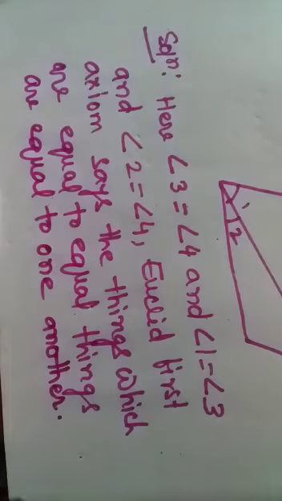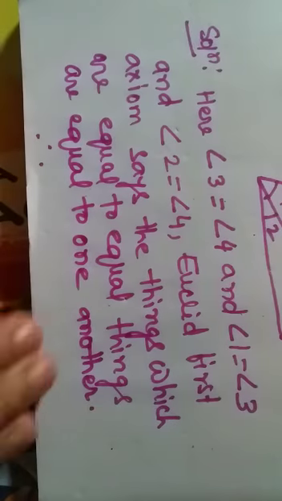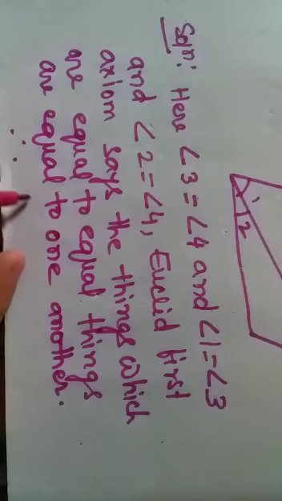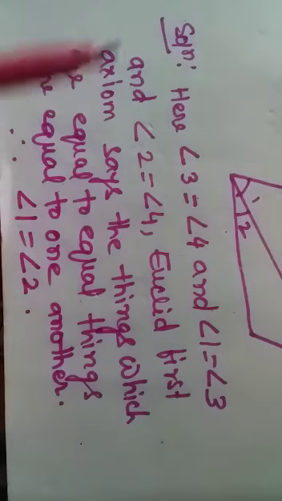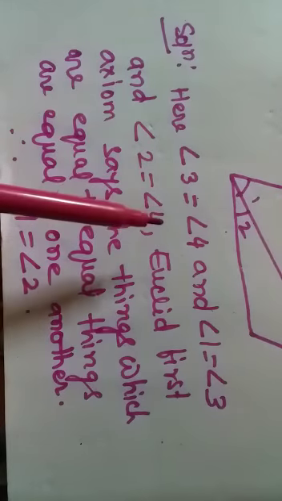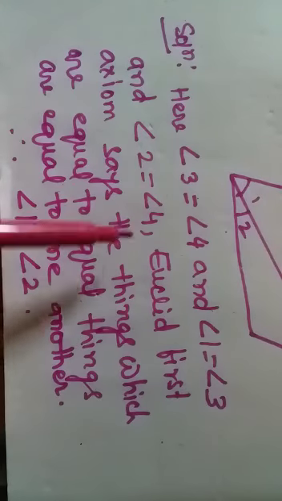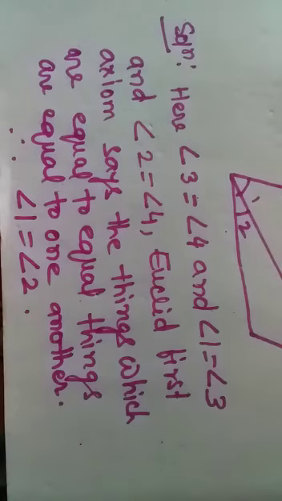Therefore, we can say that angle 1 is equal to angle 2. Is this clear? Here it is already given angle 3 is equal to angle 4, angle 1 is equal to angle 3 and angle 2 is equal to angle 4. So Euclid's first axiom says that the things which are equal to equal things are equal to one another.